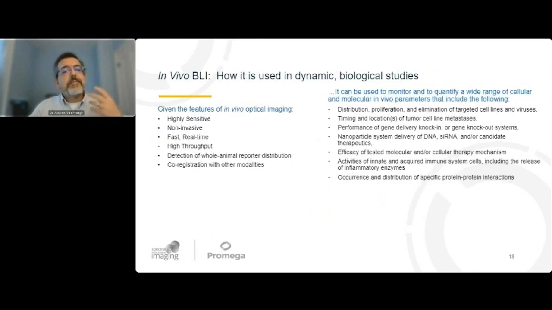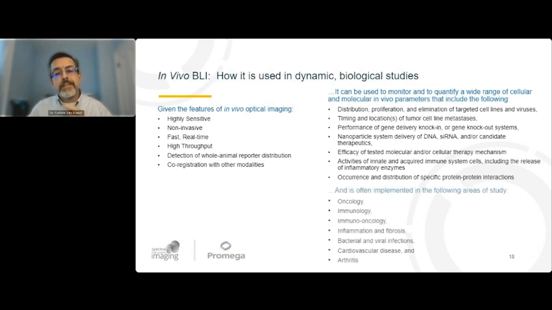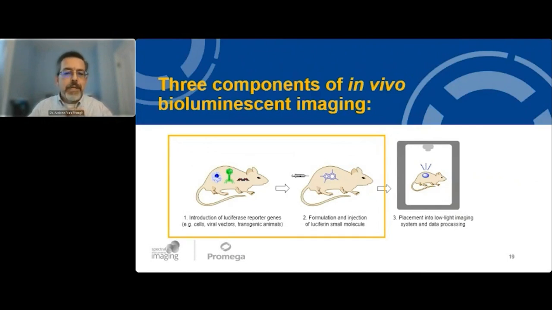All right, so having basically seen all of the features that in vivo optical imaging can provide with regard to its highly sensitive, non-invasive, real-time, high-throughput monitoring of cells over time, there is a whole range of constructs that can be set up experimentally to evaluate certain relevant pathology questions. And they're listed here. And I'm not going to go into detail to describe all of them. But suffice it to say that they have relevance in a wide range of areas of study, from oncology, immunology, immuno-oncology, inflammation and fibrosis, bacterial and viral infections, cardiovascular disease, and arthritis. So that's the baseline of how in vivo BLI operates and where it can be used. And now I'm going to hand it over to Tom, who's going to talk about some very interesting newer reporter substrate constructs for in vivo BLI.